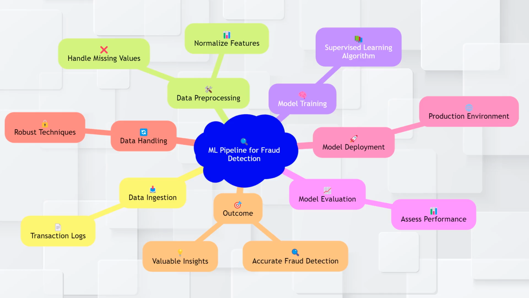To illustrate the concepts discussed, let's consider a real-world example of a machine learning pipeline used for fraud detection. The pipeline involves several steps, including data ingestion from transaction logs, data preprocessing to handle missing values and normalize features, model training using a supervised learning algorithm, model evaluation to assess performance, and model deployment to a production environment. By carefully passing data between each step and implementing robust data handling techniques, the pipeline can accurately detect fraudulent transactions and provide valuable insights to the business.